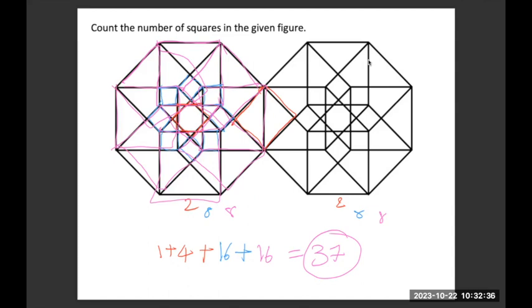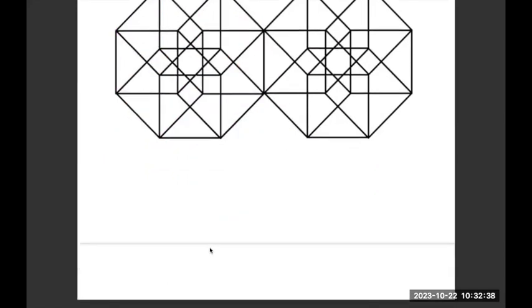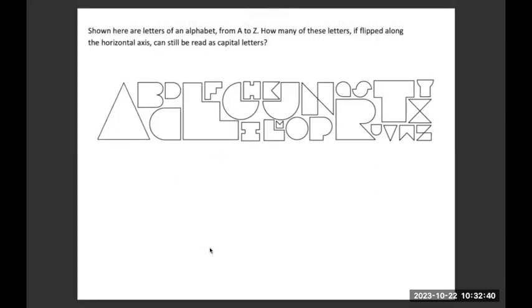Okay, sure. We'll move to the next one. Here you're given alphabets from A to Z. If these alphabets are flipped along the horizontal axis, not the vertical, which alphabets can still be read as capital letters?